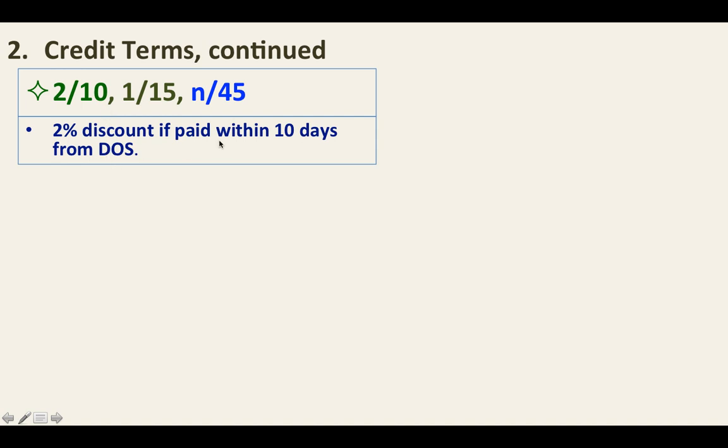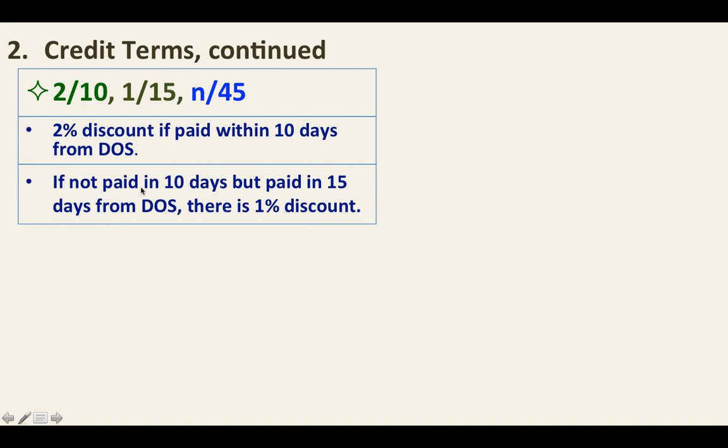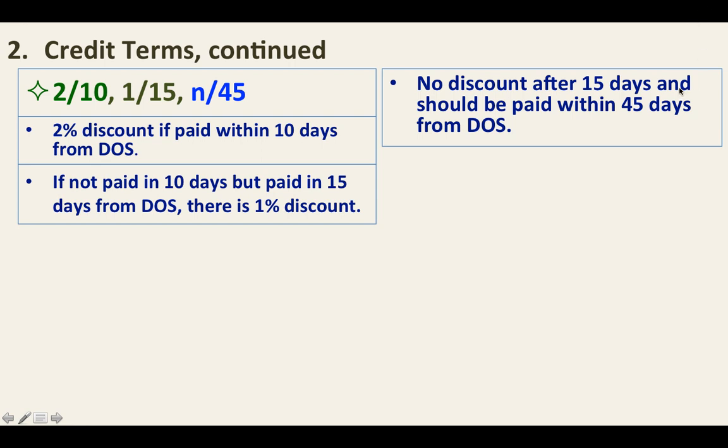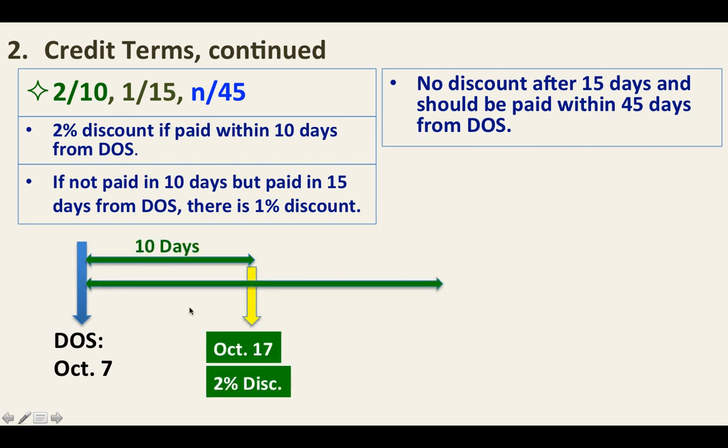2% discount if paid within 10 days from date of sale. So, ibig sabihin, within 10 days, 2% discount. If not paid in 10 days, but paid in 15 days from date of sale, there is 1% discount. Na-miss mo yung 10 days, pero meron ka pa rin discount on the 11th day up to 15 days, pero 1% na lang. Pero you have to pay it. No discount after 15 days and should be paid within 45 days from date of sale. So, similarly, inano na natin yan, okay? So, date of sale, October 7. So, yung 2%, October 17.